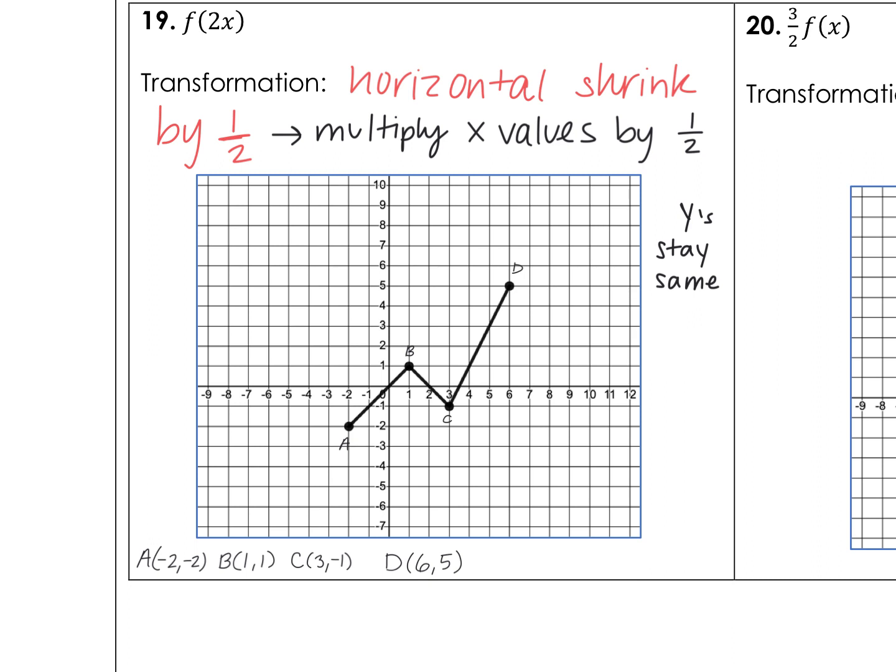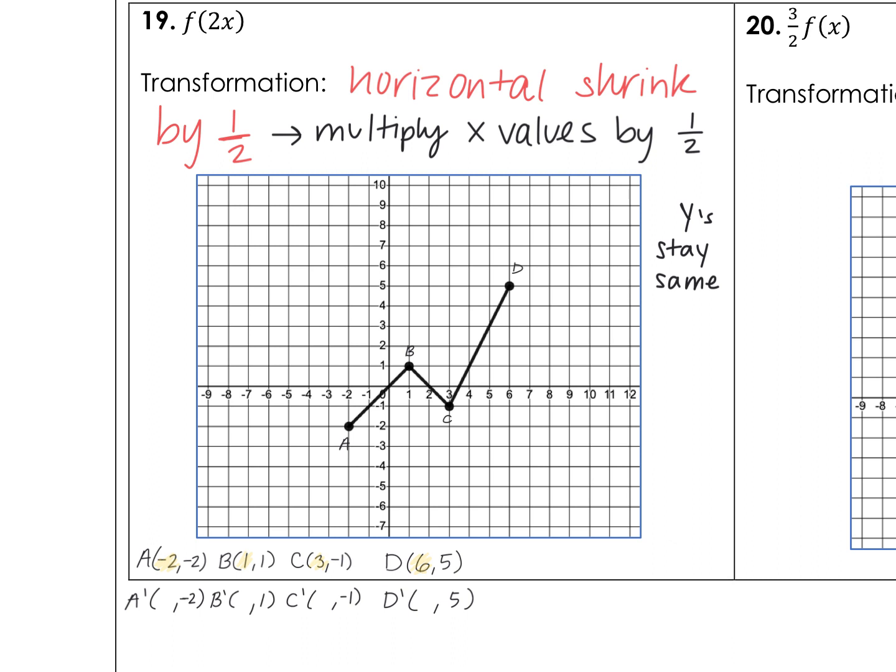So you're going to multiply your x values by 1/2. We're going to get A prime, B prime, C prime, D prime. Remember, that means they're different points. My y values stay the same. So I'm going to write out the y values still there: C prime, keeping my y value of -1, D prime, keeping my y value of 5. Now we change the x values by multiplying by 1/2. These ones are going to get shrunk.